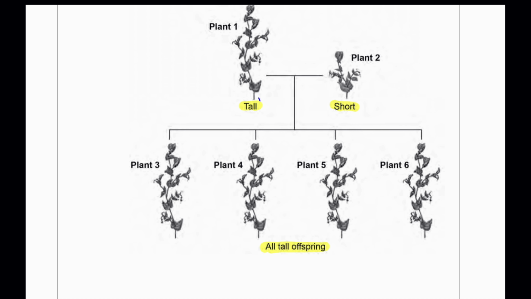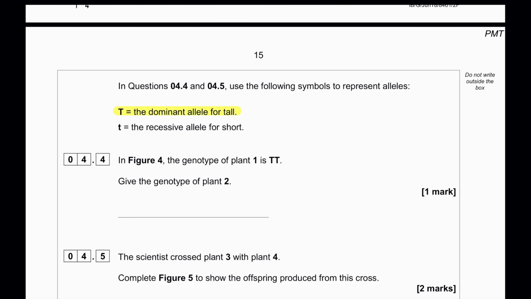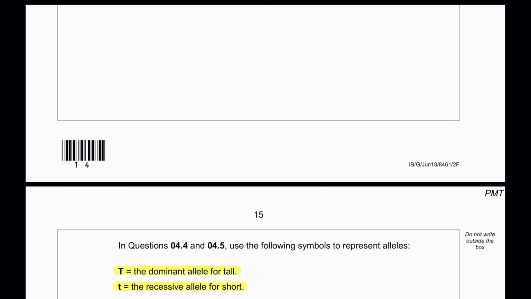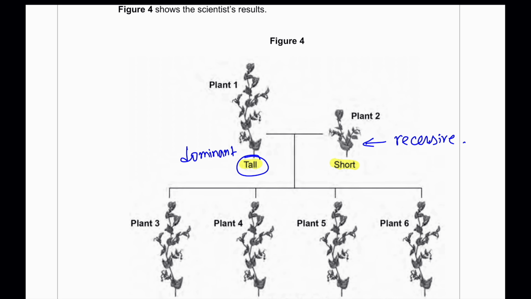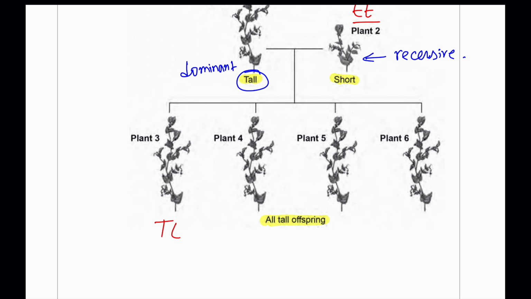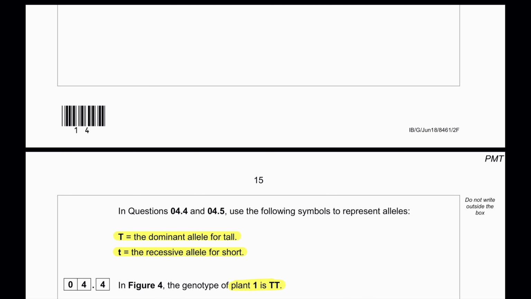That means the tall must be dominant, whereas being short must be recessive. The dominant allele for tall is capital T and the recessive allele for short is small t. The first plant's genotype is capital T, which is already given. So if this one is capital T, and since the other one is recessive, it must be both recessive, small t and small t. This makes the offspring heterozygous, capital T and small t.